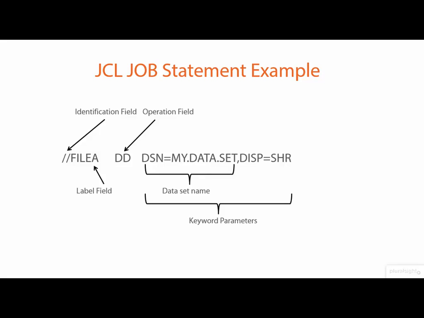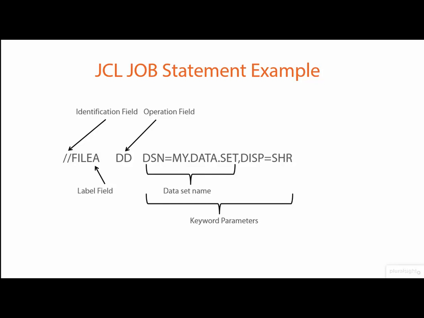Our final JCL statement is the data definition, or DD statement. This is used to describe all input and output files that will be used by the program executed in this step. We can see the label assigning a name of file A, the operation field indicating that this is a DD statement, and the parameters coded to define the resource being used. In this case, the dataset name and the disposition of the dataset upon step completion.